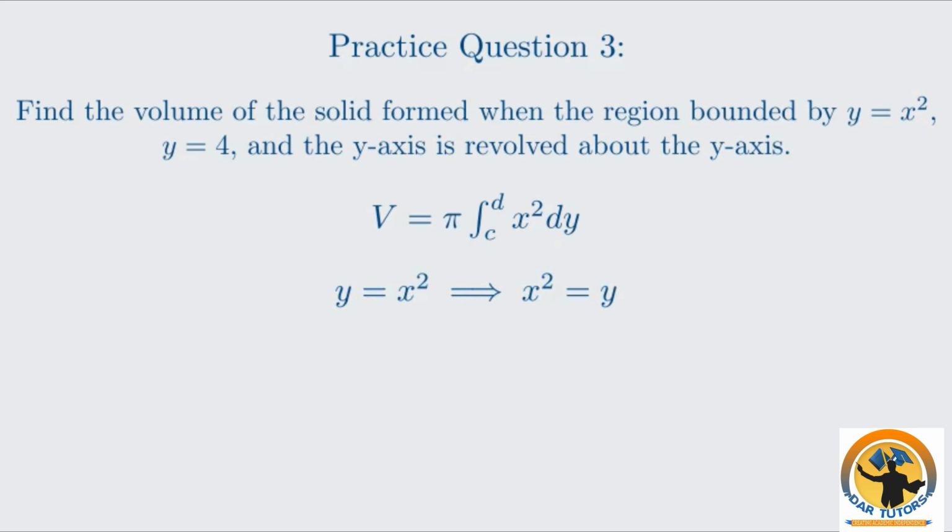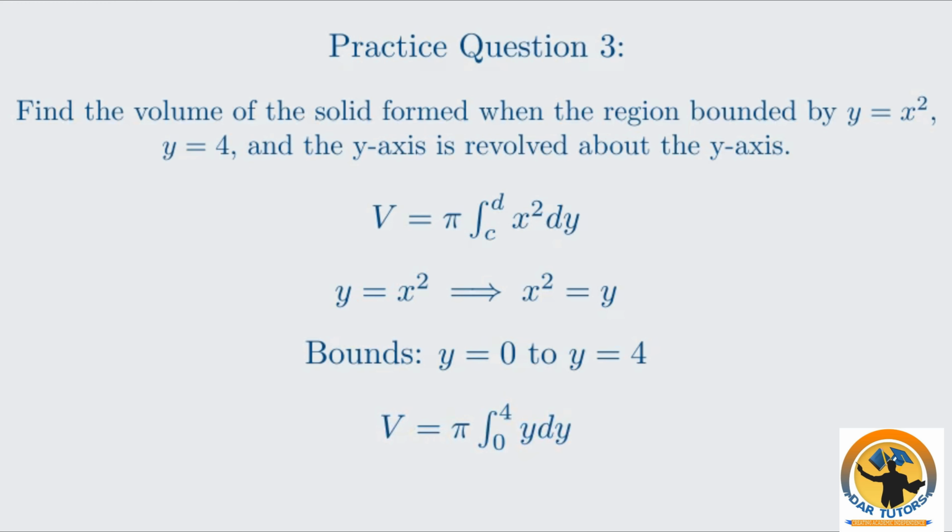Next, we need the bounds of integration. The region is bounded by y equals x squared, y equals 4, and the y-axis. The y-axis is the line x equals 0, which corresponds to y equals 0 on the parabola. So our bounds are from y equals 0 to y equals 4. Plugging these into the formula, we get V equals pi times the integral from 0 to 4 of y dy.